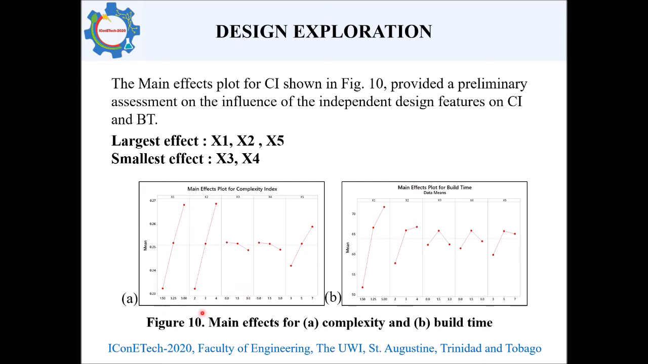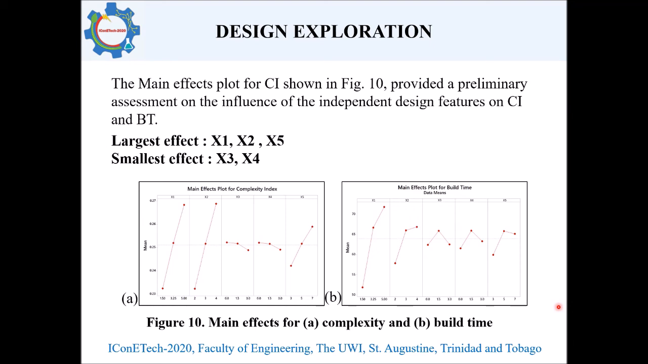X1 and X2 increase design complexity significantly when the highest level is applied. X5 increases design complexity to a lesser extent, whereas X3 and X4 both decrease design complexity when the highest level of this feature is applied.